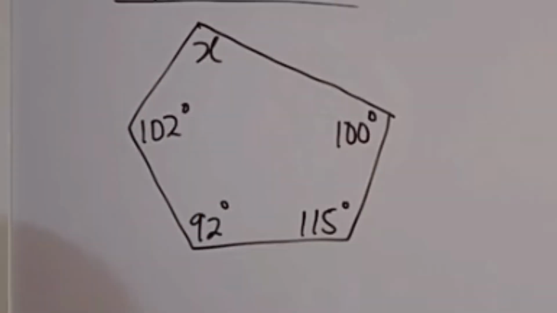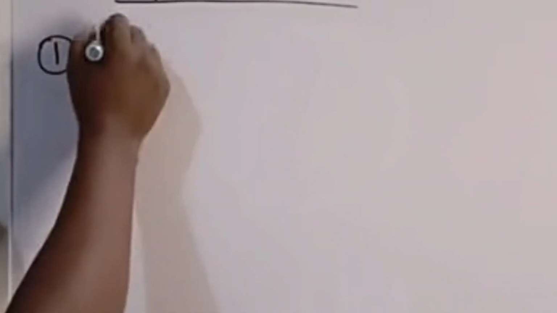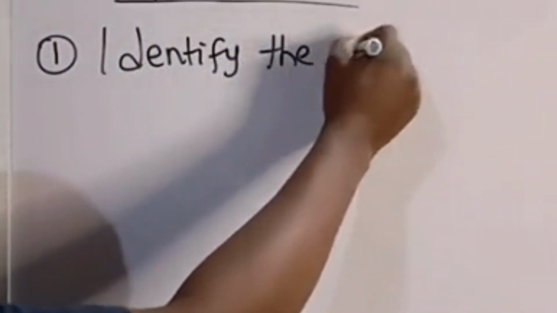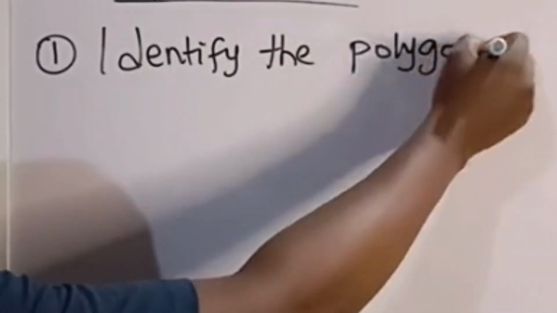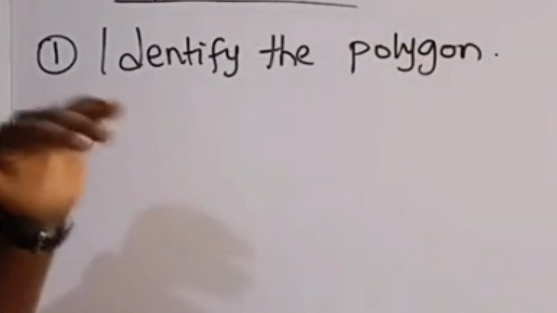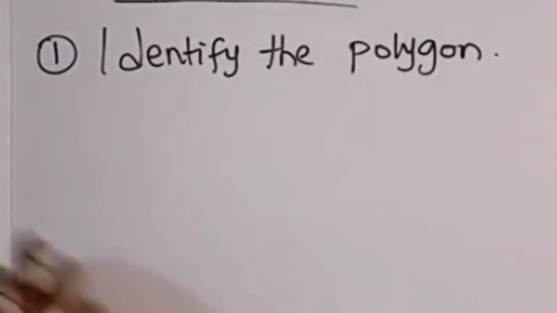Okay, so let's start. We're going to write the steps needed to calculate a missing angle in a polygon. Whenever you are given a polygon and you're expected to find a missing angle, the first thing you need to do is identify the polygon. The first thing you do is identify what type of polygon that is.